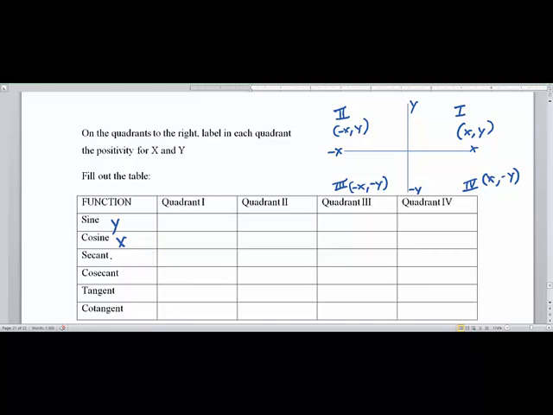Now, the secant is the reciprocal of cosine, so this is going to be 1 over x. And the cosecant is the reciprocal of sine, so this is going to be 1 over y. If you want to see these fully derived, you can go back to session 1 videos and watch those. The tangent is y over x, and the cotangent is x over y.